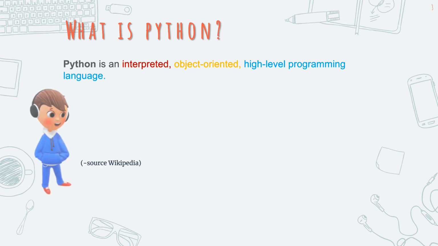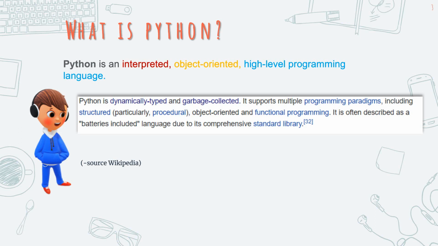Okay. After that, here's a description or one definition of Python, you can say, which I have just taken a snapshot of from Wikipedia. So Wikipedia describes Python to be a dynamically typed and garbage collected language. Now you might be thinking, what is dynamically typed?